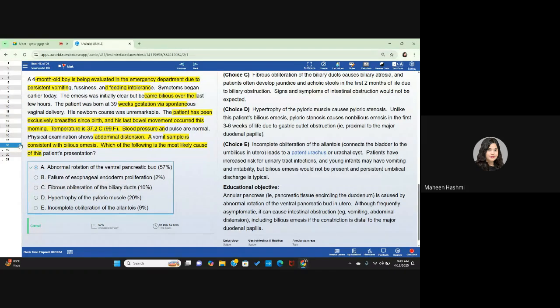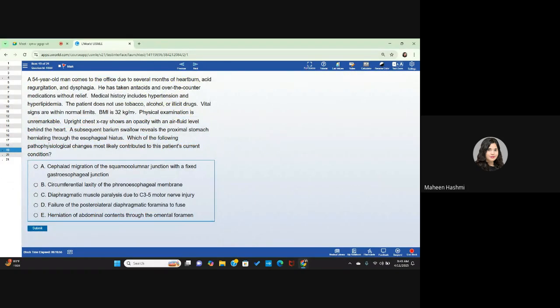All right. Okay. Next question. Upright chest X-ray shows an opacity with an air fluid level behind the heart. A subsequent upper GI series reveals the proximal stomach herniating through the esophageal hiatus. We talked about hernias previously. Which of the following pathophysiological changes most likely contribute to the patient's current condition?